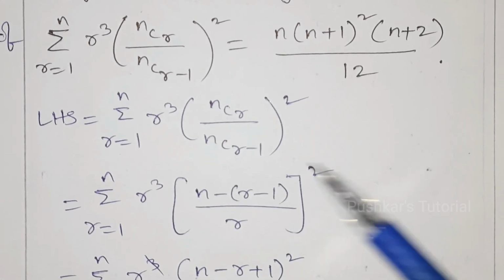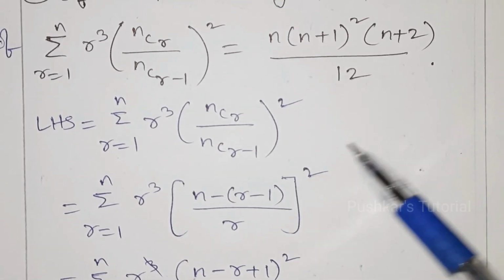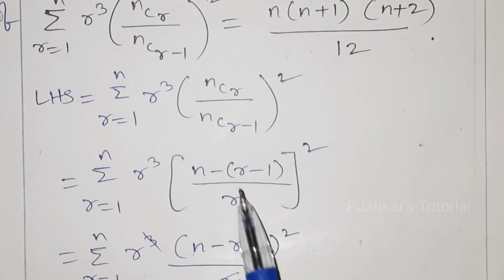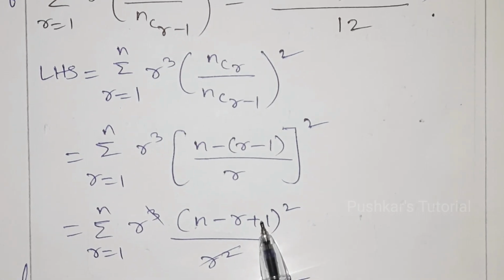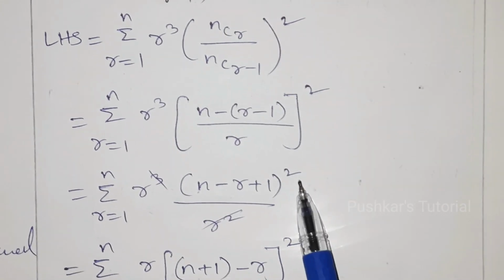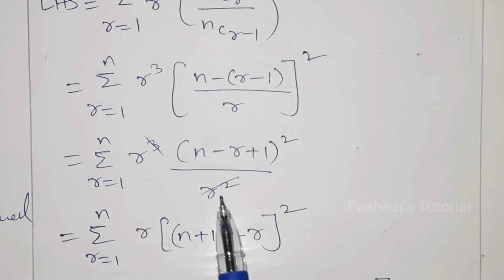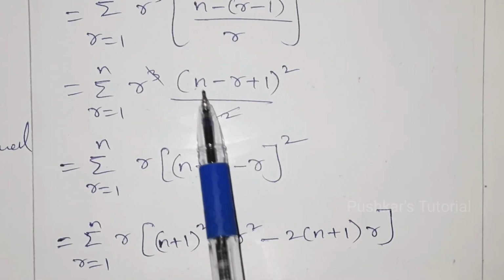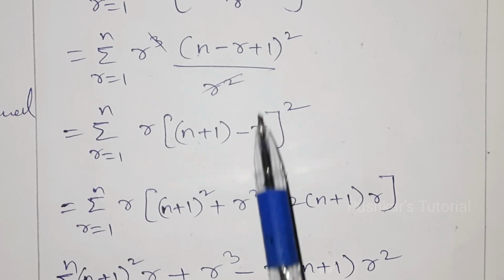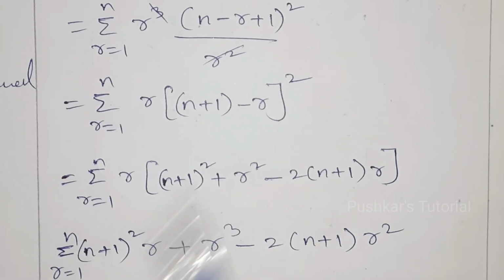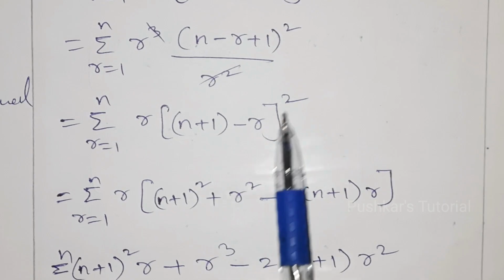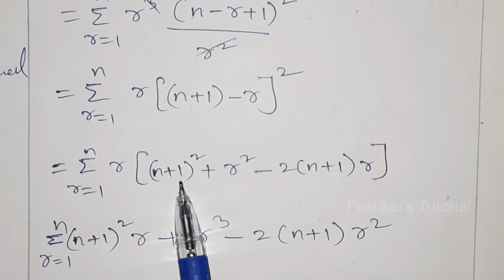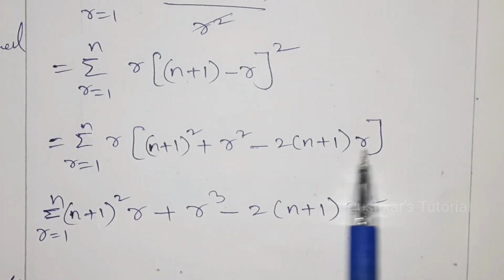Here formula application, n and same, r preceding r minus 1. So denominator numerator will come. So n minus r minus 1 by r. So minus r, minus into minus plus, and numerator whole square separate and denominator r square separate. R square cancel, one more r left over. And here I am taking n along with 1 and minus r separate. So applying the (a minus b) whole square formula, a square plus b square minus 2ab. Next multiply with r, summation r into whole thing.